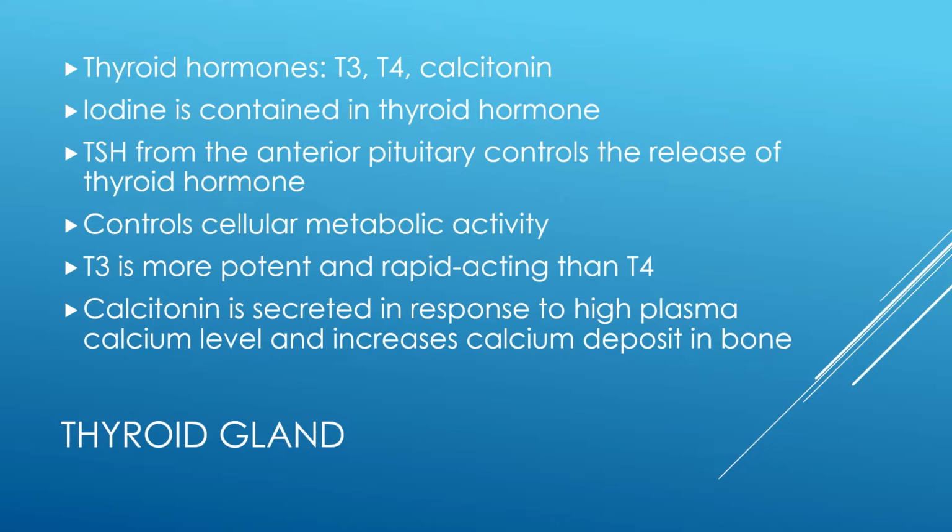Our thyroid controls cellular metabolic activity. T3 is more potent and rapid acting than T4, but these are both hormones that are necessary for normal cellular metabolic activity. And calcitonin is secreted in response to high plasma calcium levels and increases calcium deposits in the bone. So without it, you can have brittle bone disease. But if you have too much calcium, then we also have problems like kidney stones and dysrhythmias.